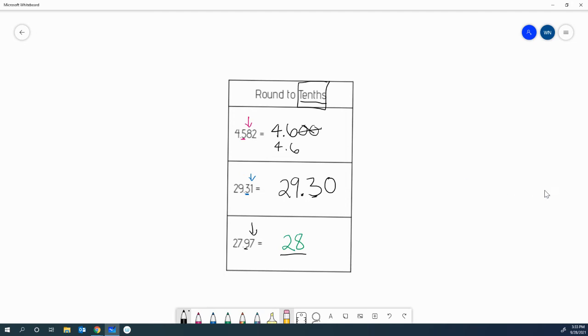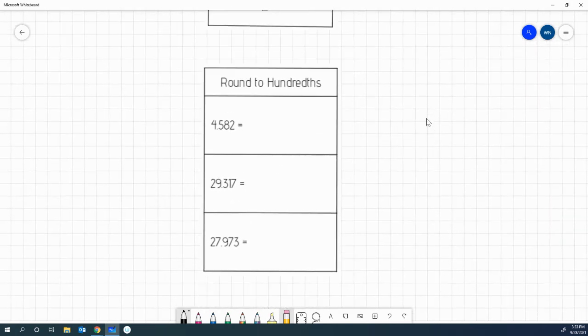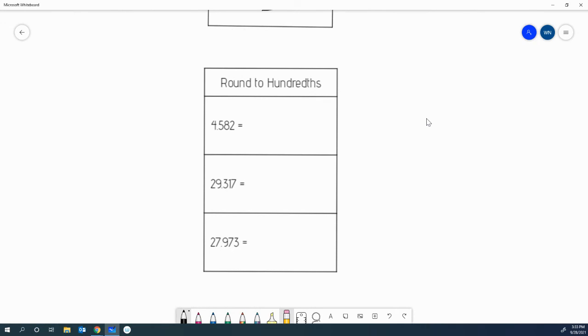Let's go ahead and work on the next section. Round to the hundredths place. Let's do these first 2 together. Remember, anytime you round to the hundredths place, you're going to underline the hundredths place. Draw an arrow over the thousandths. So that 2 means let it rest. So we're just going to copy it over.